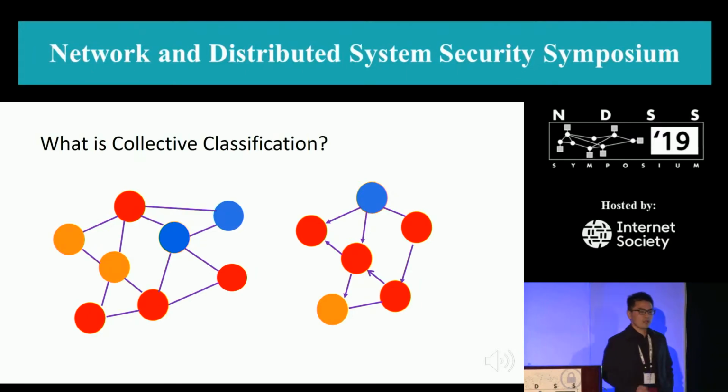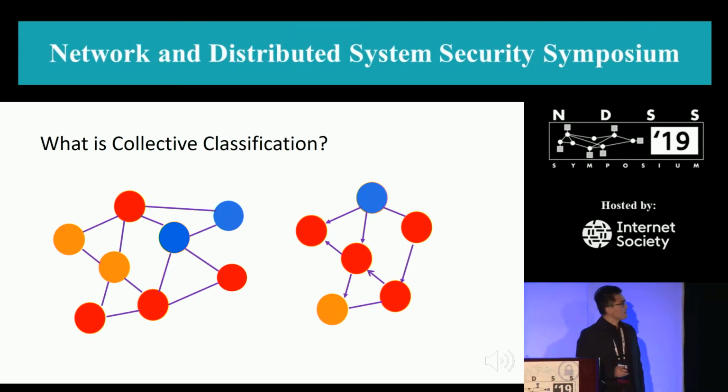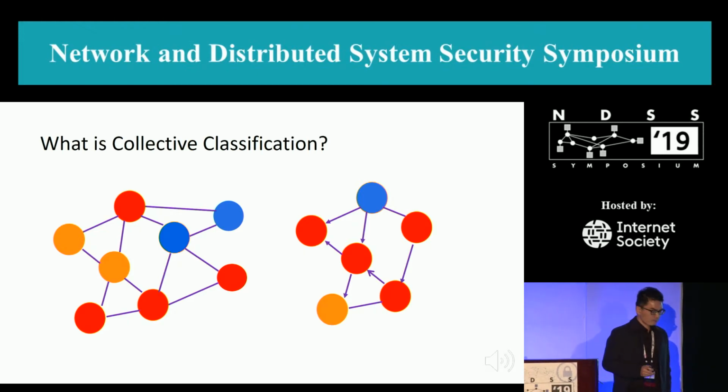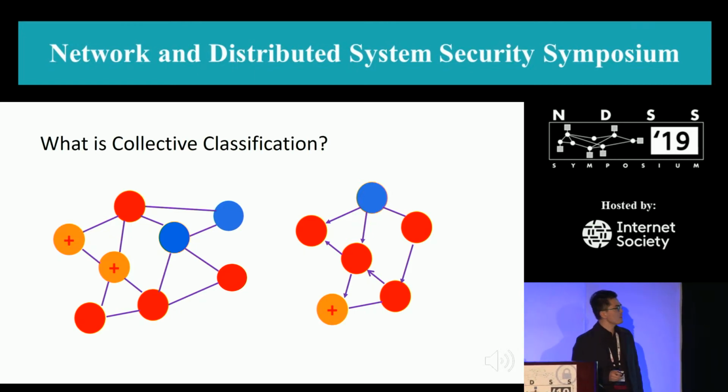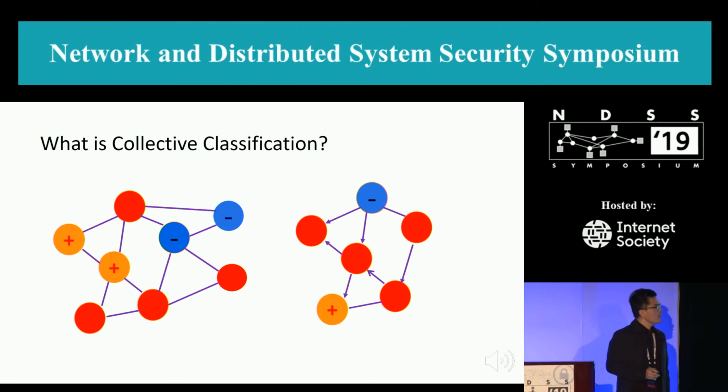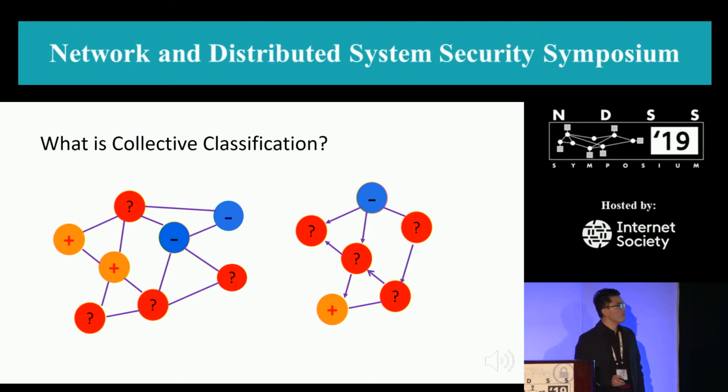First, what is collective classification? Collective classification is a very powerful family of graph-based machine learning techniques. In this talk, we only focus on binary classification because that is always used in security and privacy problems. Suppose we are given an undirected or directed graph, and a training data set that consists of labeled positive nodes and labeled negative nodes. Collective classification classifies the remaining nodes as negative or positive simultaneously.